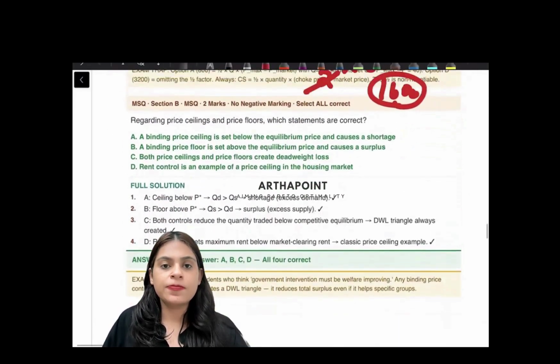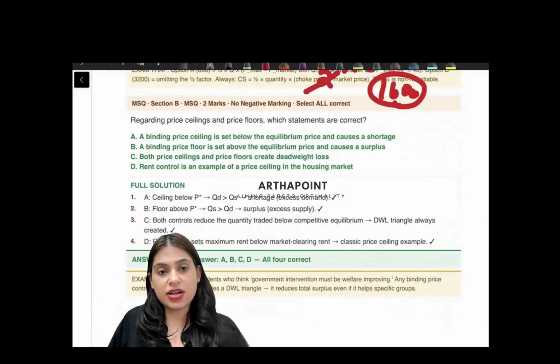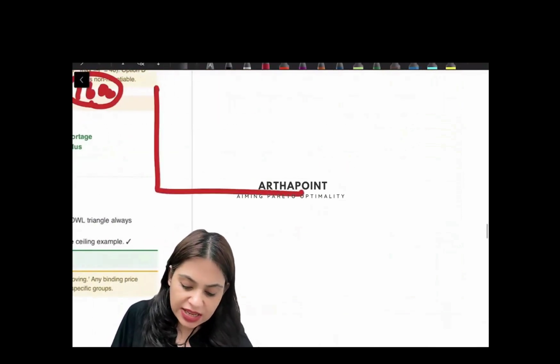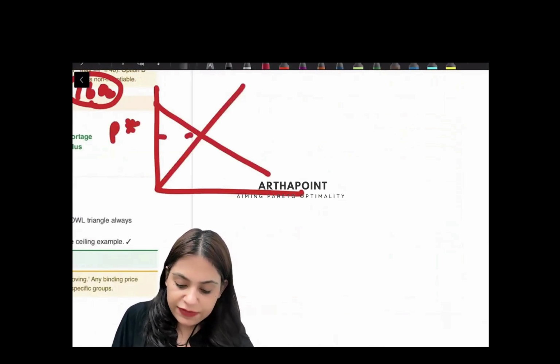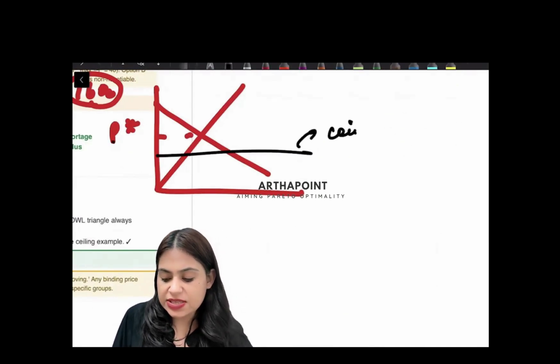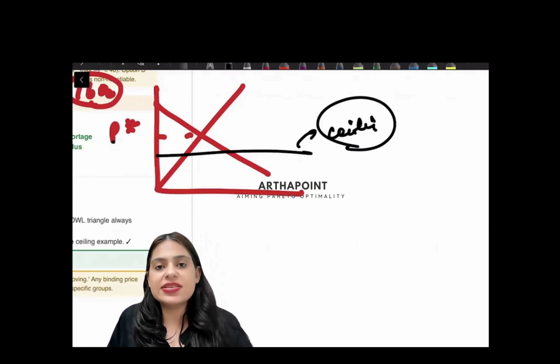Look at the next question. Regarding price floor and price ceiling, which statements are correct? A binding price ceiling is set below equilibrium price and causes a shortage. So price ceiling is binding when the price, so this is equilibrium, if I set a price below the equilibrium price and I say that this is the maximum price you can charge, then this is a binding price ceiling.